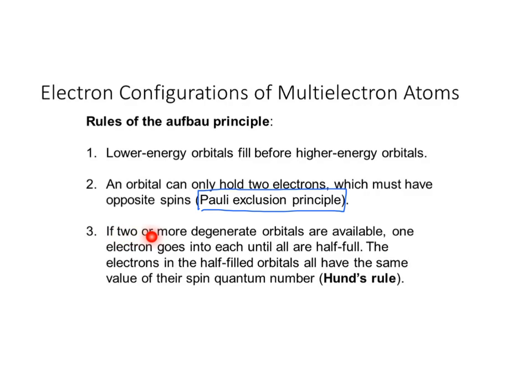Third, if 2 or more degenerate orbitals are available, 1 electron goes in each until all are half full. The electrons in the half-filled orbitals all have the same value of their spin quantum number. This is known as Hund's rule. All right, let's apply each of these rules for determining the electron configuration of some atoms.